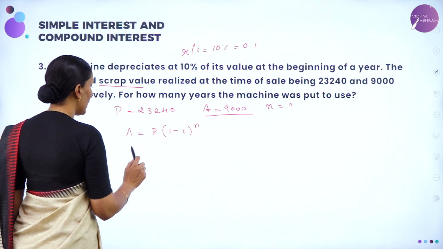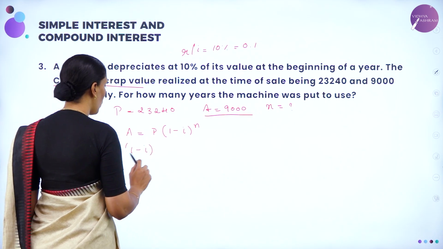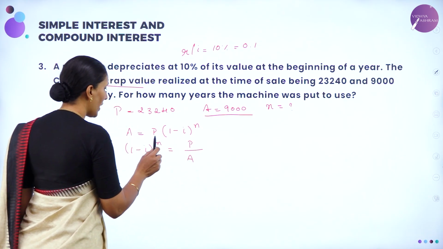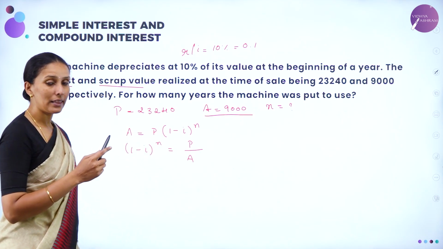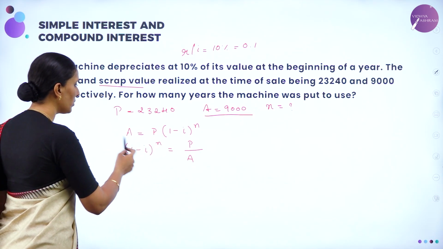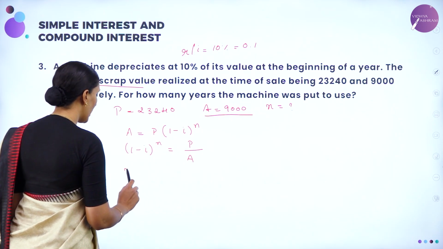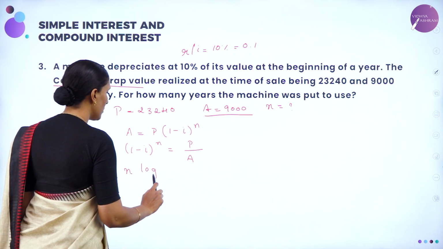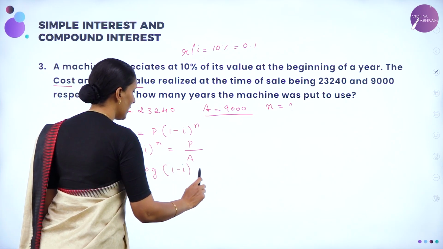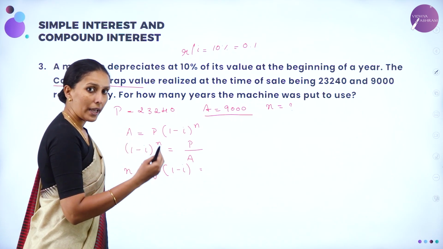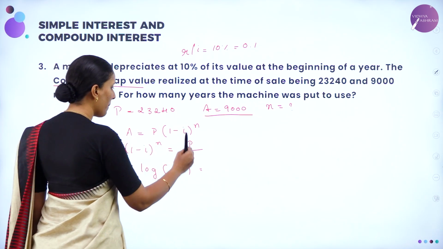So here I'll write (1 − i)^n = P/A. Since we are calculating n, it is in the form of an index. So to remove the index, I'll apply log on both sides. Then if I apply log here, it is n log(1 − i). And if you apply log to a fraction or quotient, log(m/n) can be written as log m − log n.